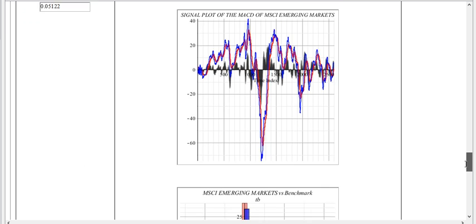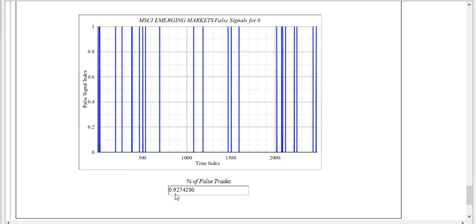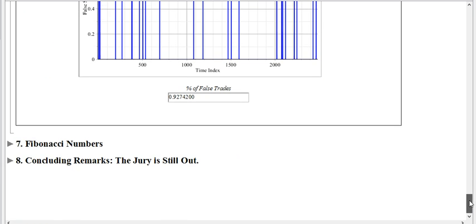Let's take a look at how the distribution looks and the false signals. We ended up with not very many. It's less than 1% of false trades, which is quite impressive.